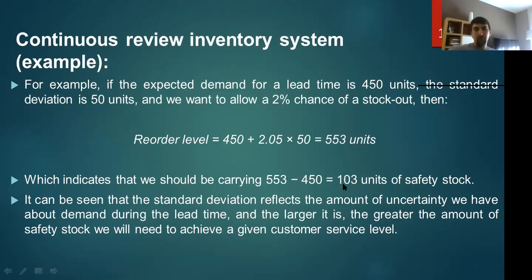And of course, we can see here that the larger the standard deviation, the worse the situation is, right? If we have a very high standard deviation, this number over here, 553, will just grow. So it will be higher and higher, and that means we need more money to invest and to satisfy the customer demand. So we want this standard deviation to be as low as possible.